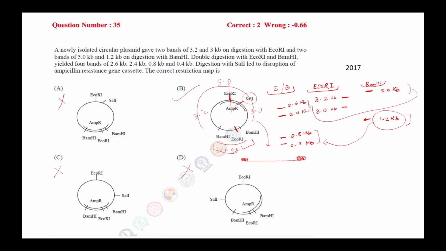So this is a simple way to solve this question. Very simple. Just look for where the SalI restriction site is present, and you should know that SalI is a type 2 restriction enzyme which makes a cut at the recognition site itself, not away from it. So if the SalI site is present in the ampicillin resistance cassette, that map is the correct map according to the question. So this is the answer to the question.